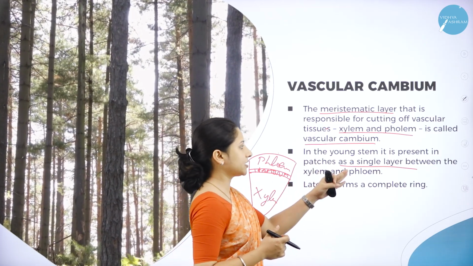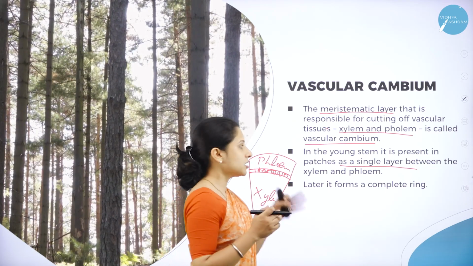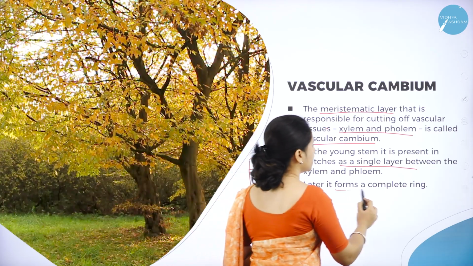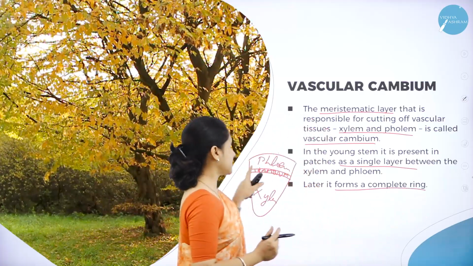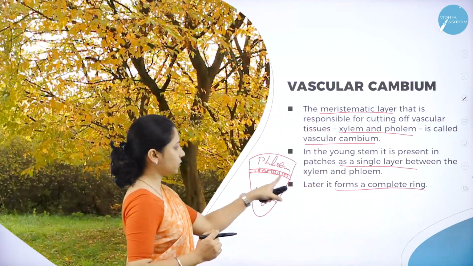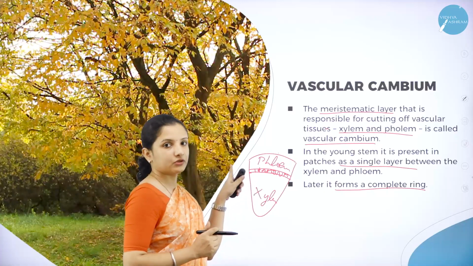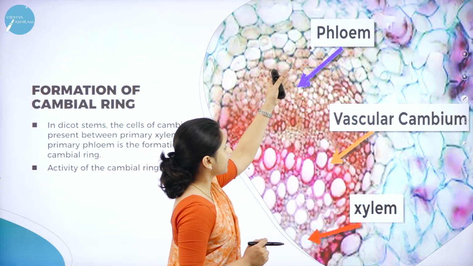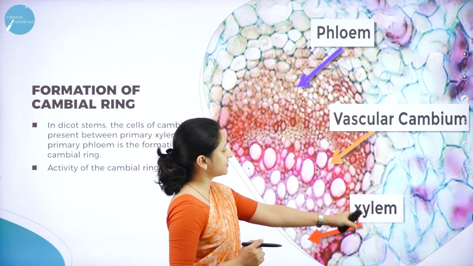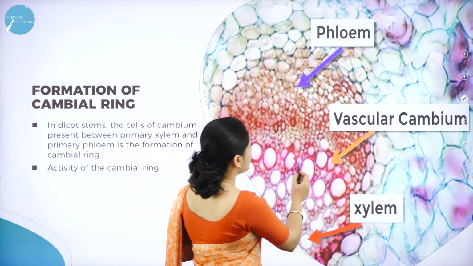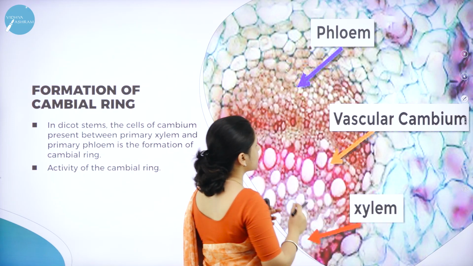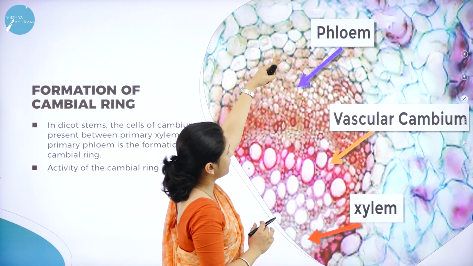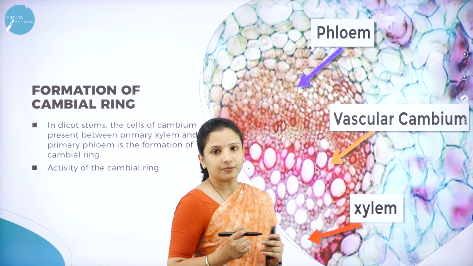At maturity, they form a single layer between the xylem and the phloem, and later on it forms a complete ring between the xylem and the phloem. So this is about the vascular cambium. As you can see here, there are the phloem cells and the xylem cells. In between there is a layer of cells, which is nothing but the vascular cambium, that forms a cut between the phloem and the xylem.